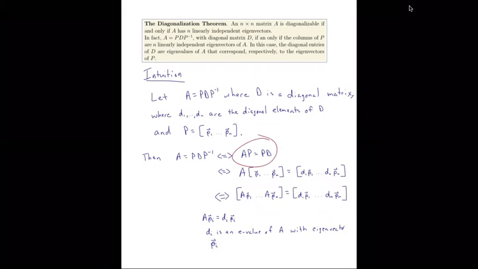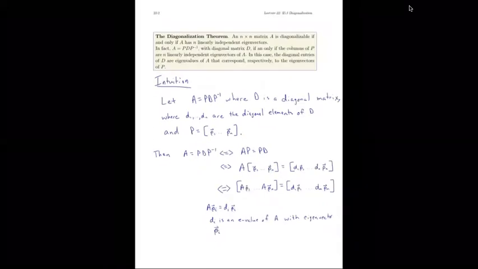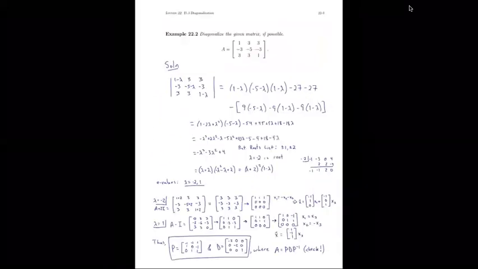We have that this statement is true, then we've got this scenario. The last thing we would have to do is invert P to get P inverse, and then we could write this down in full as it is. So let's have a look at an example then. We're asked to diagonalize the given matrix if possible. So we have a 3 by 3.